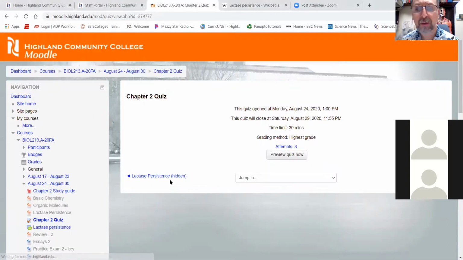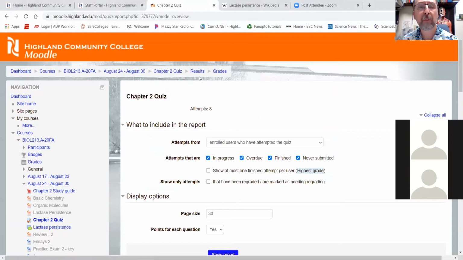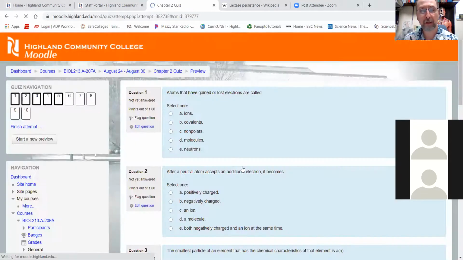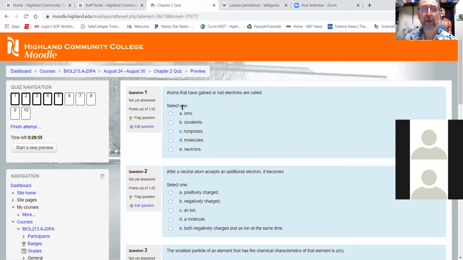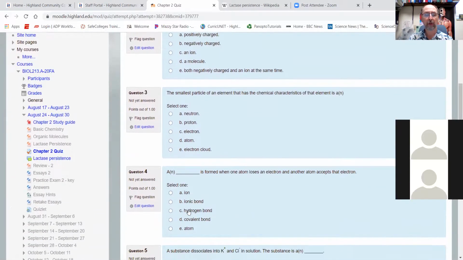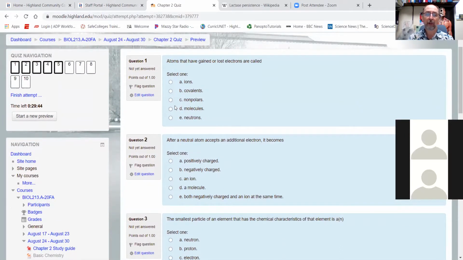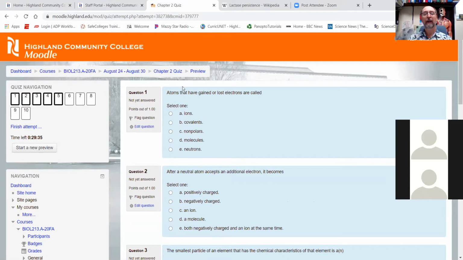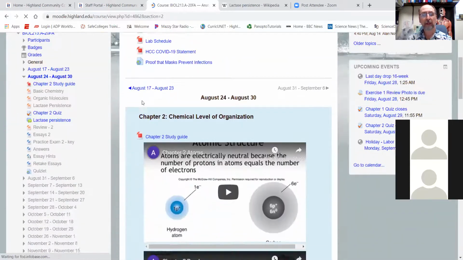Chapter quizzes, let's see here. Well, shoot, let's go back. The chapter quizzes only record the highest grade. And so you should be taking these as frequently as you need to. Usually that'll be two or three times. The first time through, if you don't know, guess and see how it goes. These are things that you should be taking repeatedly because it's only going to record the best grade. Okay. So that's that.